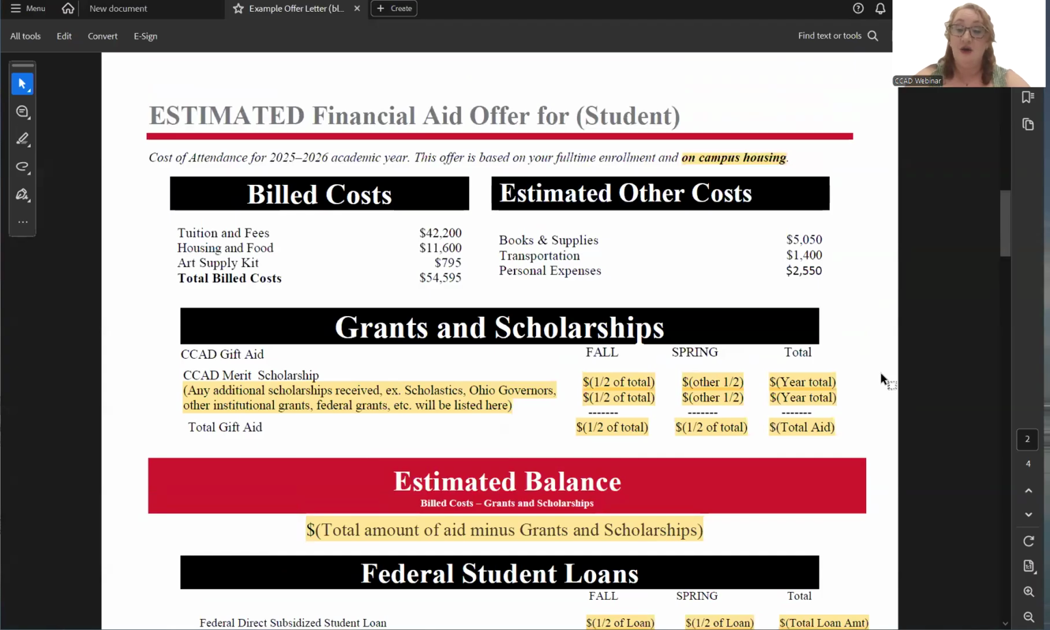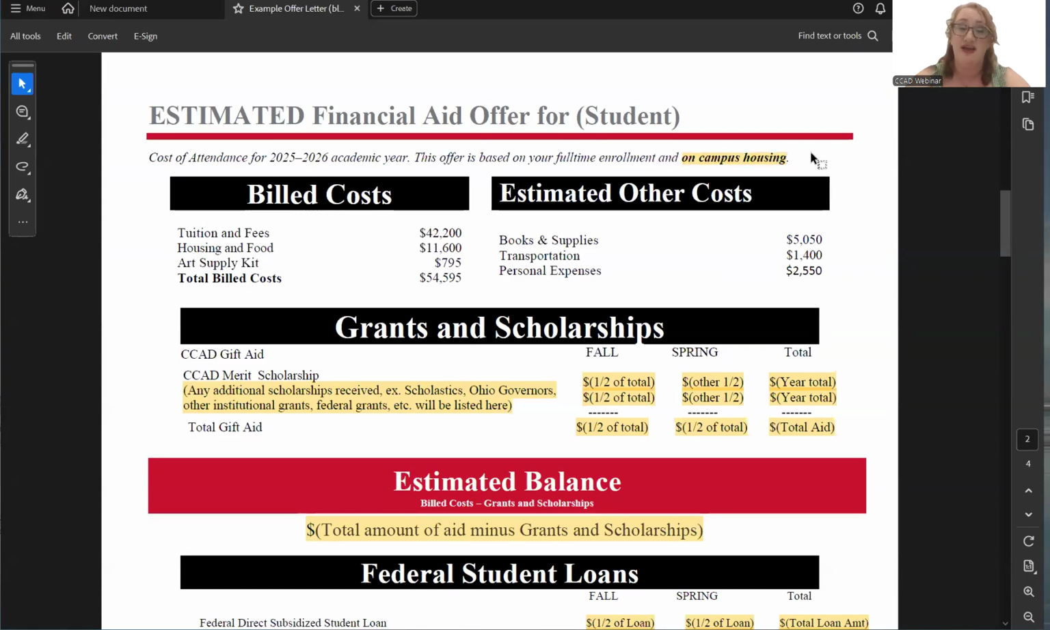All right, so this is where most of the information is going to be housed. There's going to be a lot of numbers on here. We're going to go through this line by line. First off, make sure this says your name up here. Also, for the vast majority of our students, they are going to be living on campus. So make sure that on this line here, if you are living on campus, make sure it says living on campus. If you are commuting, or if you are living off campus, make sure that reflects that as well.